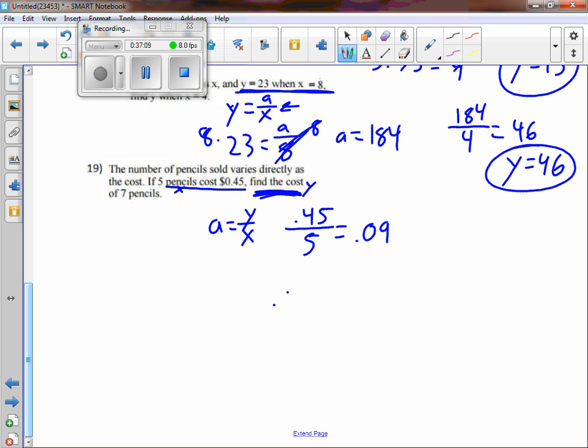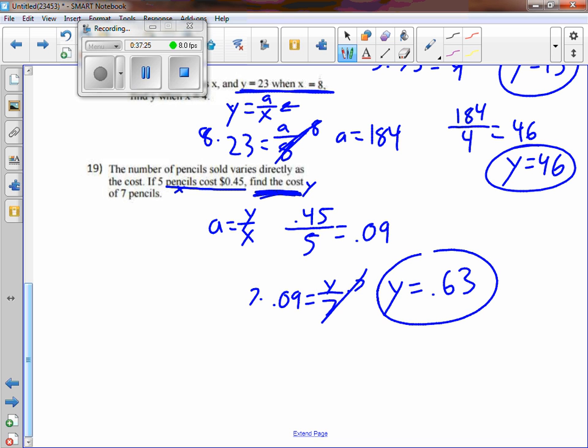Plug it back into the formula. We know now that a is 0.09. Trying to find y when there's 7 pencils. Times 7 on both sides in order to get rid of that 7 underneath the y. We get y equals 0.63, and that is your final answer there.